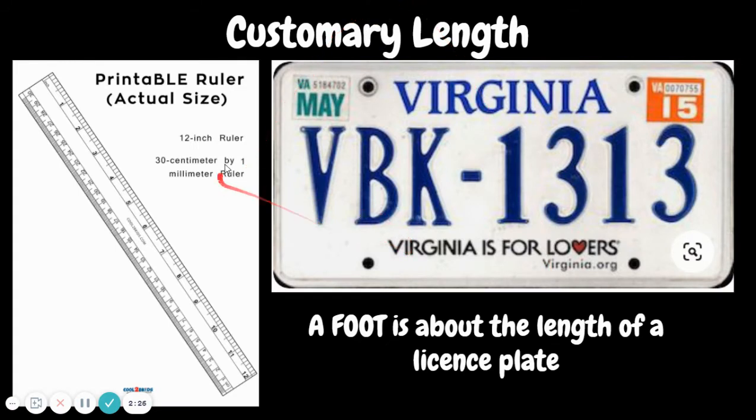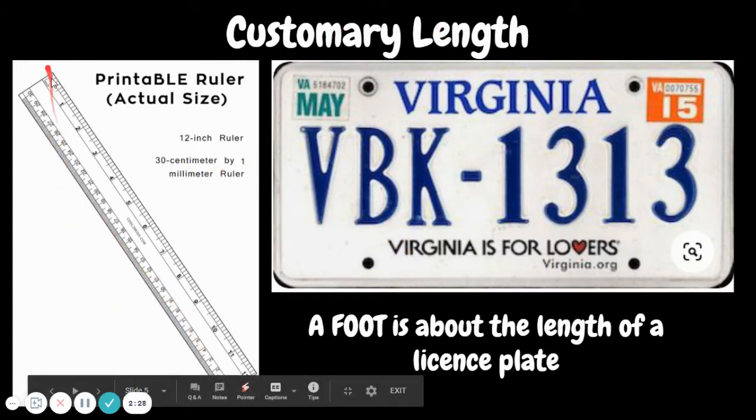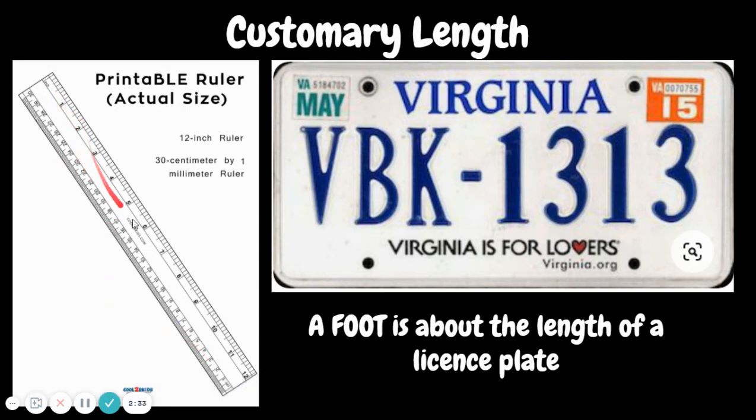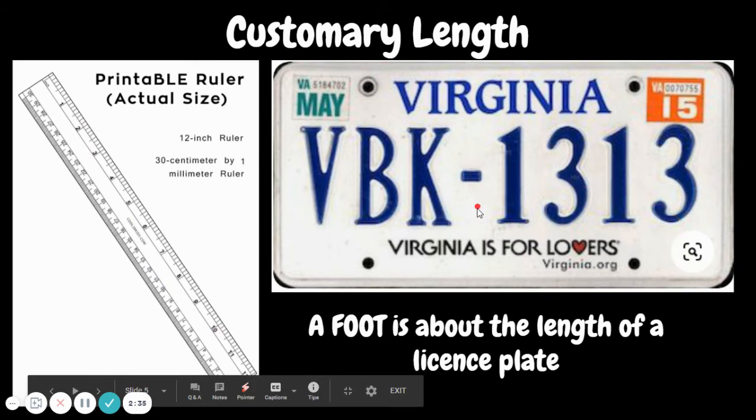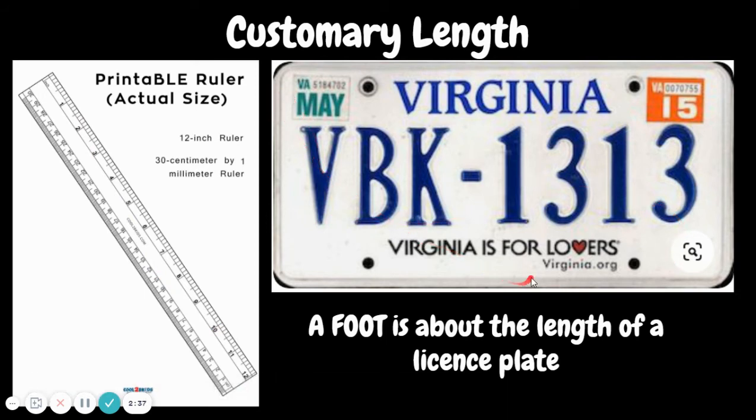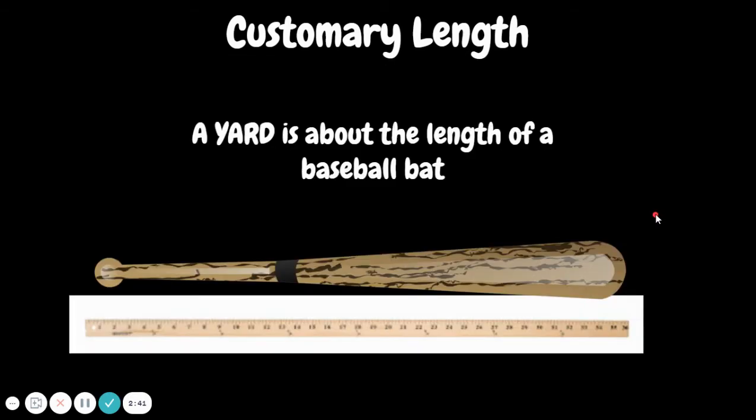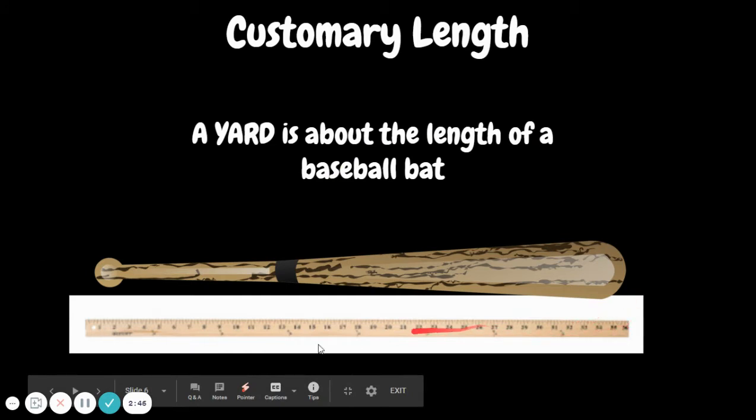A foot is the size of a ruler, a 12-inch ruler, because it takes 12 inches to make up 1 foot, and it's about the same size as a license plate. So 1 foot is about the length of a license plate. A yard is about the length of a baseball bat. So this is a yardstick, and a yardstick uses 3 1-foot rulers to make a yard. So it's about 3 feet tall.